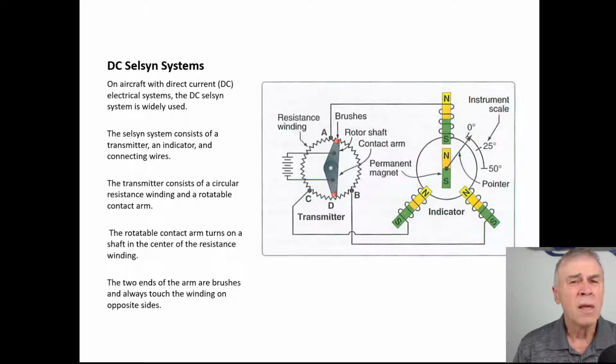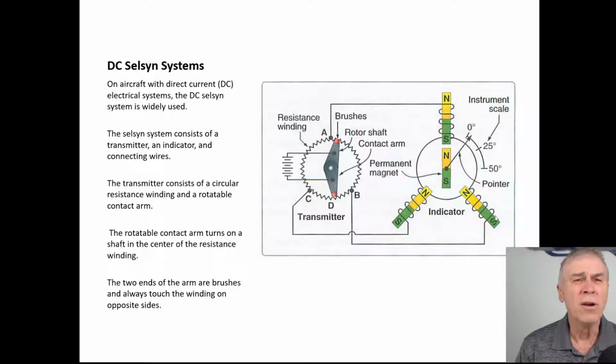Okay, the DC Desynn. First of all, we can see it operates off DC, direct current, more like a battery type current. That would be over here on the left of the diagram. It's widely used, and you can see why. It's DC for one thing, so general aviation is mostly going to run off DC. It consists of a transmitter, an indicator, and the connecting wires. And we can see the transmitter doesn't look the same as the indicator. Transmitter on the left, indicator on the right in color.